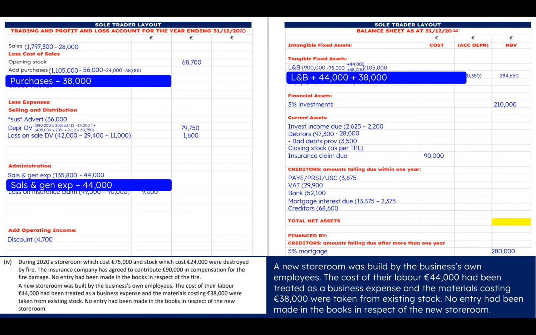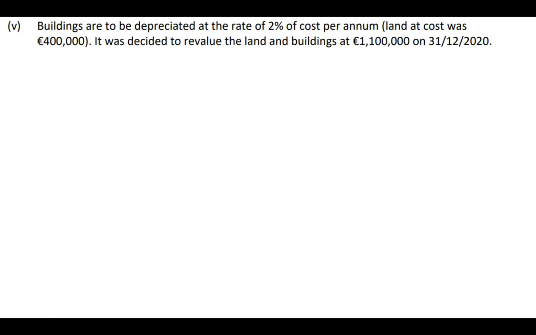Now, at that moment in time, if you totted all this up, your buildings would be worth 907,000. So 900,000 minus 75,000 loss on fire, plus 44,000 for the salaries in making the new building, and then plus 38,000 for the materials. So 907 is what that is. Now, next, note 5. Buildings are to be depreciated at the rate of 2% of cost per annum. Land at cost was 400,000. It was decided to revalue the land and buildings at 1.1 million on the 31st of the 12th, 2020.